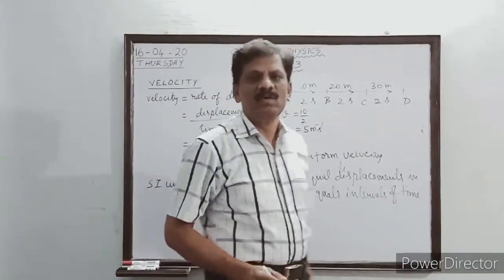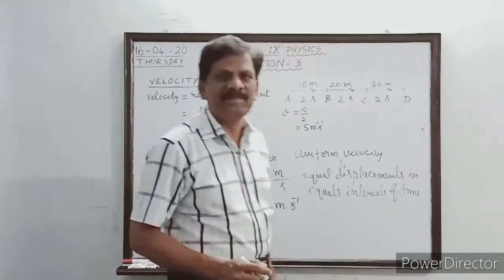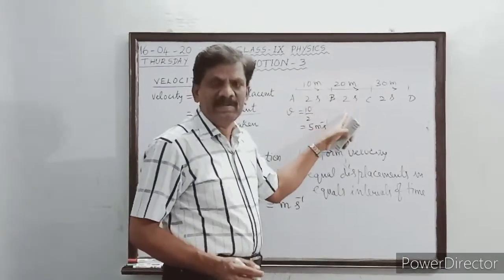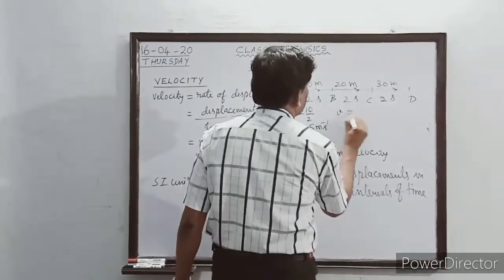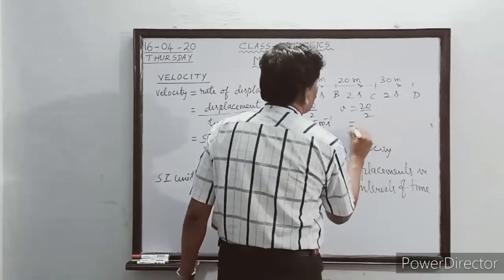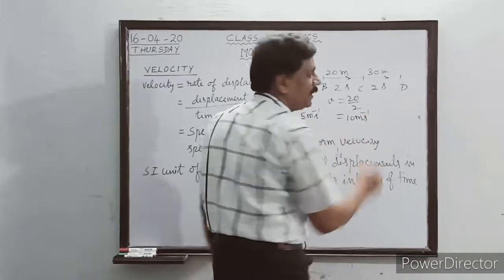Now you tell me, between B and C, what should be the velocity? Yes, displacement 20 by 2. 20 by 2 is how much? 10. You are right. So velocity is equal to 20 by 2, that is equal to 10 meters per second.